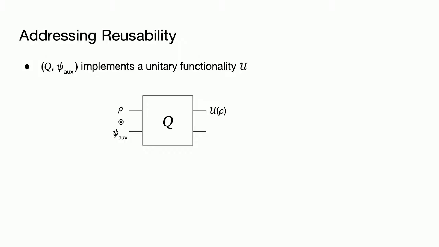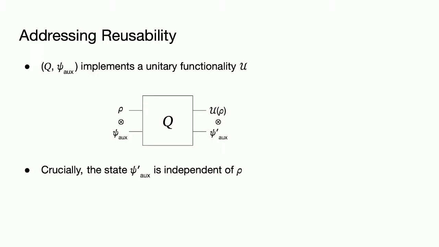So the idea is that our obfuscated program has two components, an oracle circuit Q and a state psi. The state psi here corresponds to the EPR pairs and the authenticated states. And the oracle circuit corresponds to the evaluation process. And since our obfuscated program still computes a unitary functionality, after the evaluation, the output U of rho will be in a tensor product with the residual state, psi prime. And moreover, we can show that this state psi prime will be independent of the input rho.